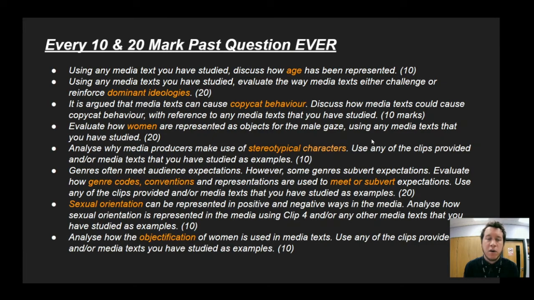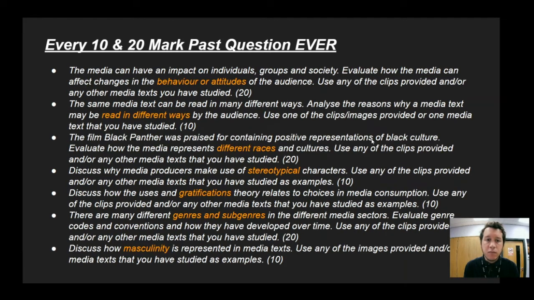Some 10 and 20 mark questions are on the screen at the moment. There will be some common areas that will repeat over time. So for example, representation of age, femininity, masculinity, stereotypical characters, genre codes and conventions, representation of sexual orientation, objectification of certain demographics, in particular femininity. Media effects debates that deal with behavior and attitudes, and how many media products can be read in multiple different ways.